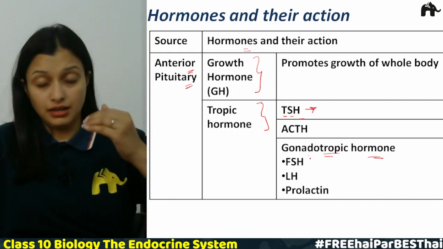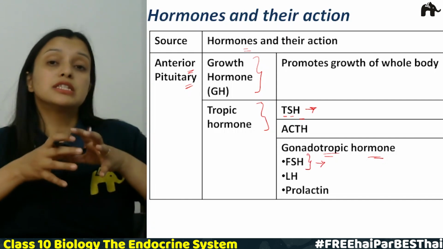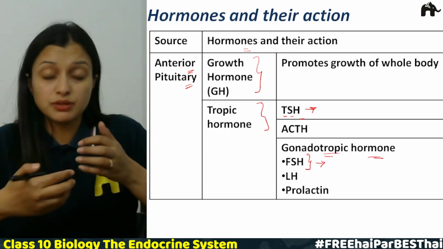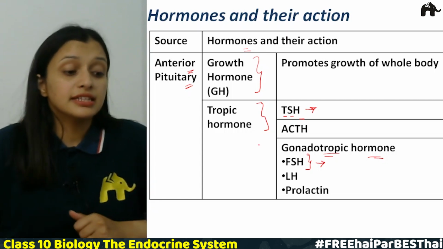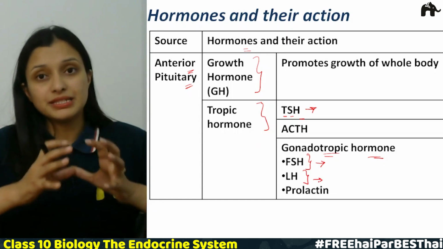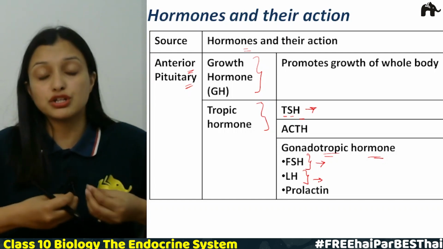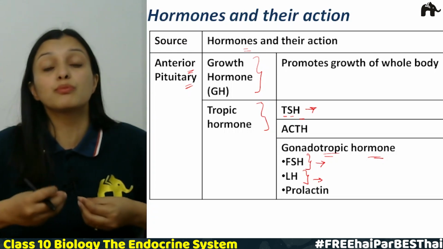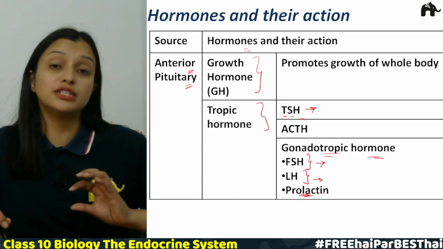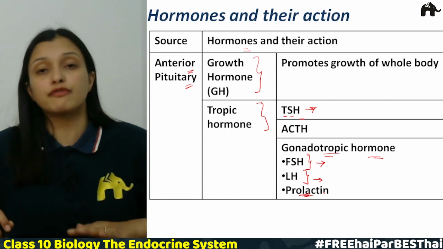It has its secretions. FSH, that is follicle stimulating hormone, will stimulate the follicles. In males they will produce sperms, and in females they will produce eggs. The next is luteinizing hormone. This hormone is present in females, and in females it leads to the production of the hormone progesterone from the corpus luteum. The next one is prolactin. Prolactin is a hormone which stimulates milk production in females after the birth of a child.